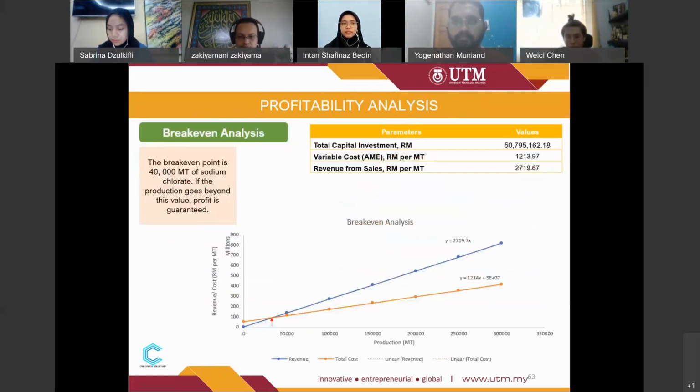Okay, next is the break-even. As we can see in the slide, the break-even point is about 40,000 metric ton of sodium chlorate. This means that if the production goes beyond this value, profit is guaranteed. So for our plant, we are aiming to produce 50,000 metric ton of sodium chlorate, which is more than the break-even point. Therefore, we can say that most probably we will have a shorter time to gain back our profit.